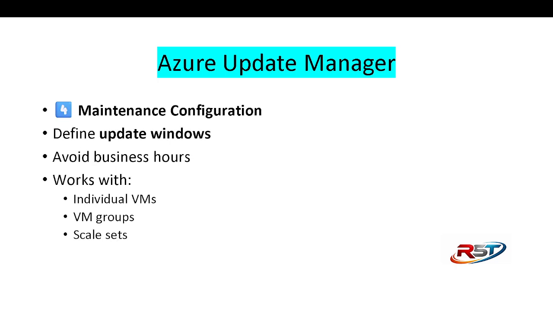And the next one is maintenance configuration. Under maintenance configuration, we define the update windows. Avoid business hours. We do not install patches in business hours because after patching, servers will be rebooted if we enable the reboot, and that's why we have to avoid business hours. We have to schedule the patches in non-business hours.